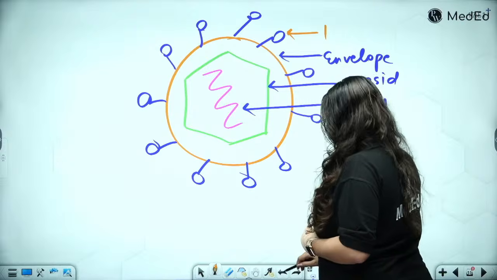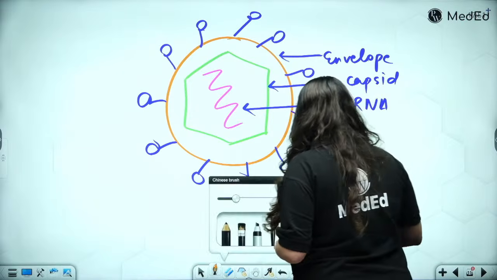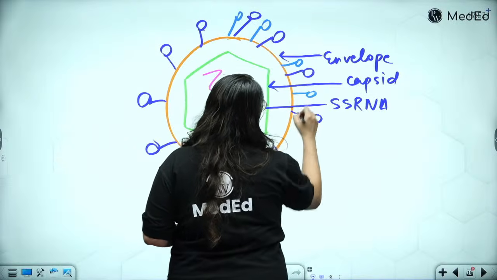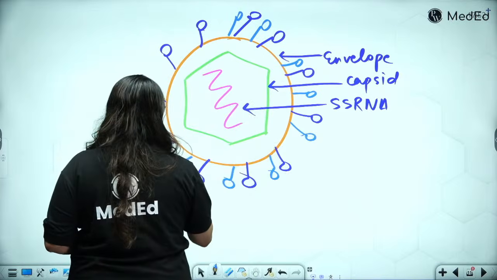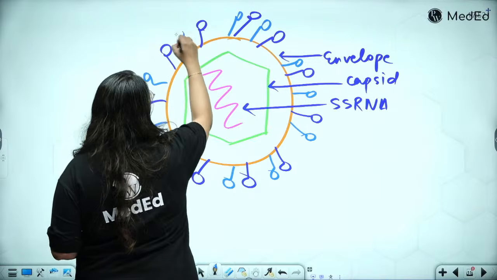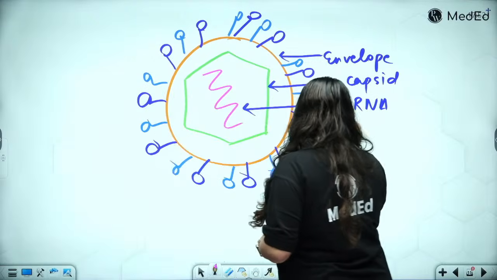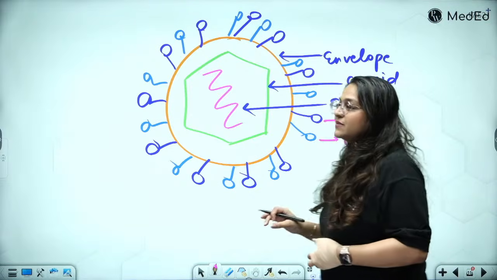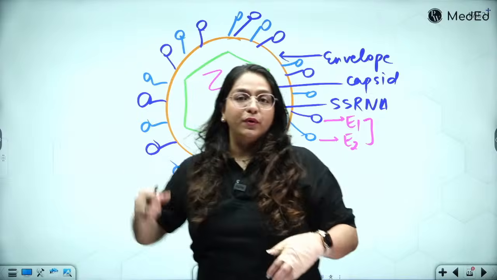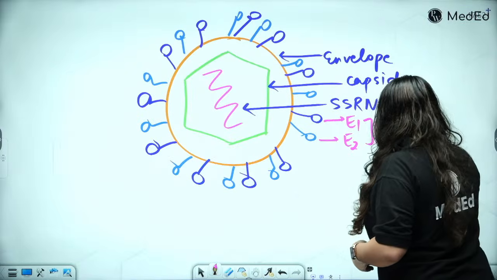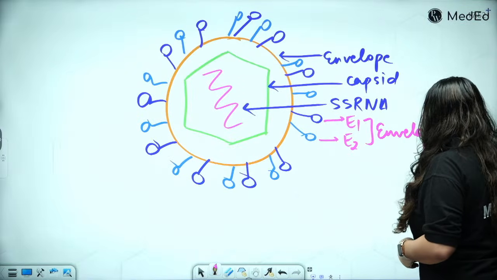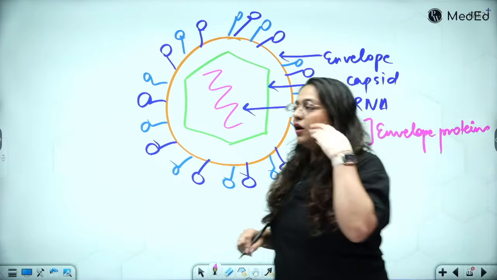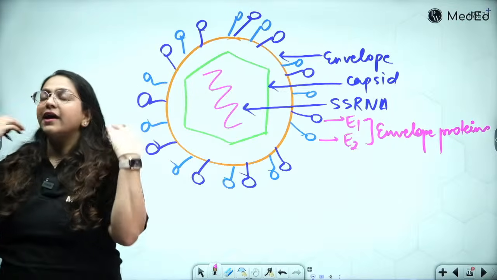This guy has 2 envelope proteins. What are those? It has one which is E1, one which is E2. So simply draw 2 types of envelope proteins. What are those? This guy is E1, this guy is E2. They are proteins which are attached on the envelope. Okay. So they are envelope proteins. Yes, this is the dictum. All right, Amit. Okay, this is the dictum.